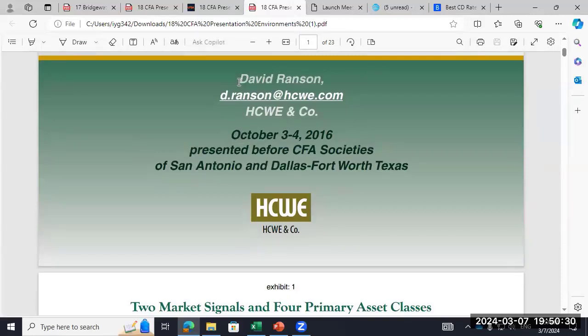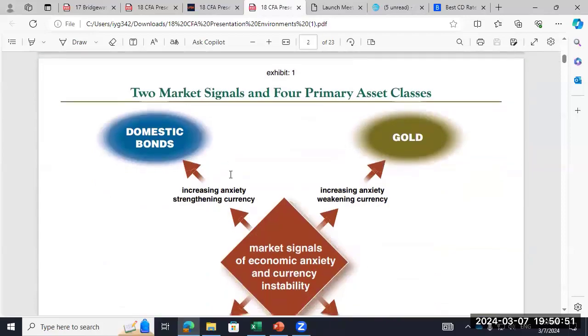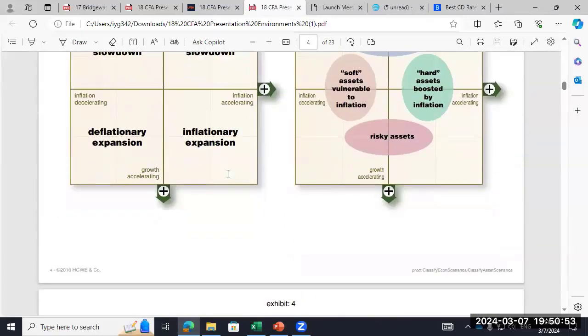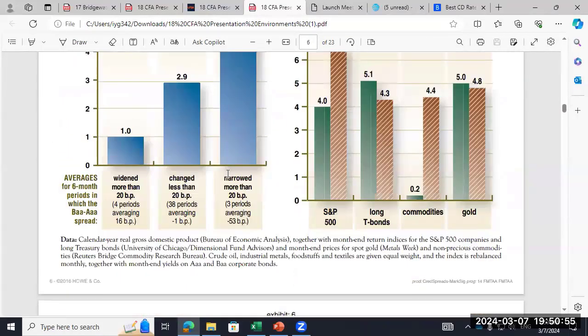There he is, David Ransom. I should look him up, see if he's still around. This was back 8 years ago. So wouldn't you love to see an update of his presentation? I remember at the time he presented it, what he was saying you should do, and then 6 months later, thinking back on it, I'm thinking, man, that wouldn't have worked very well. But he was telling us, man, it's really, really, really predictable. Let's see if he shows some of those charts.